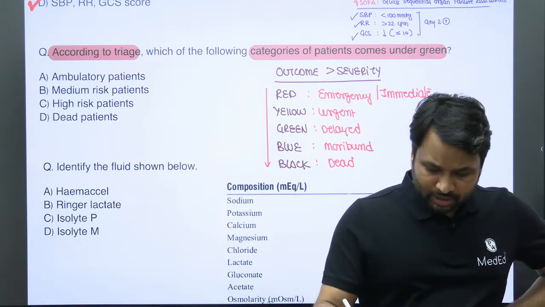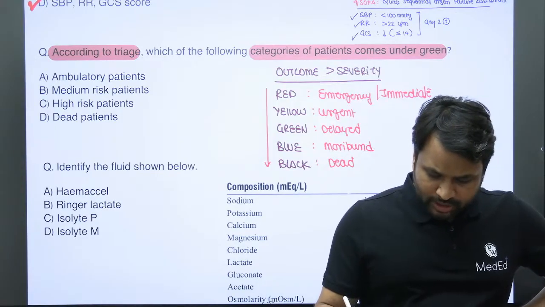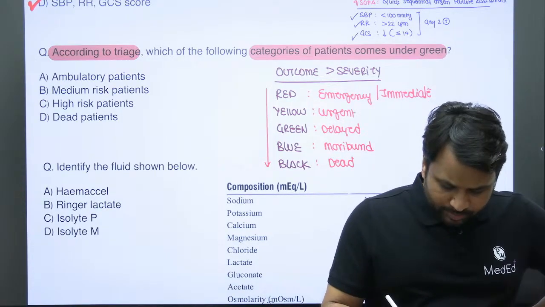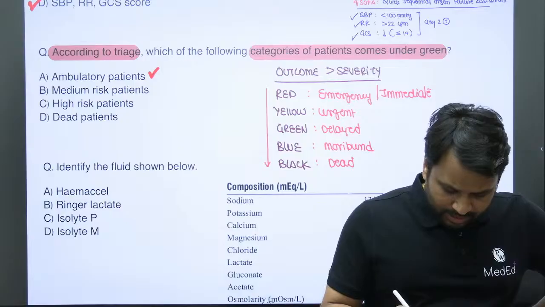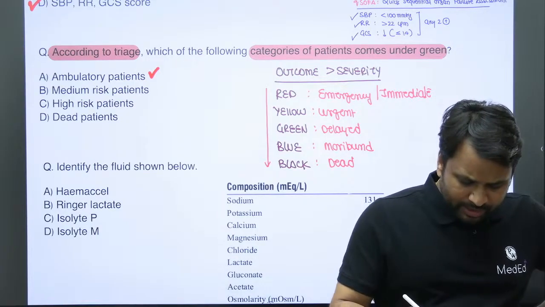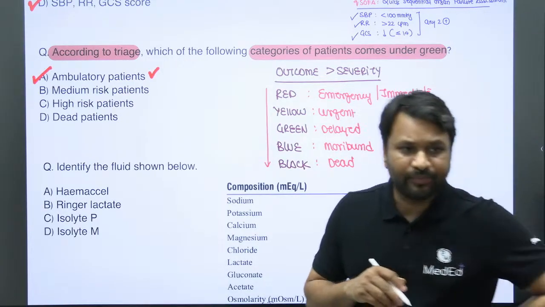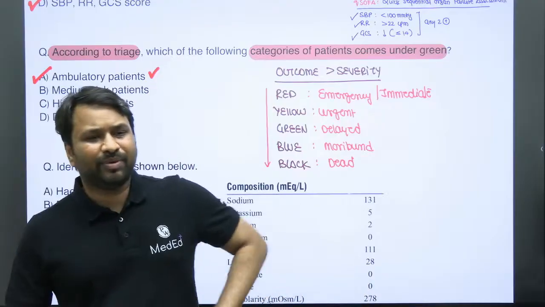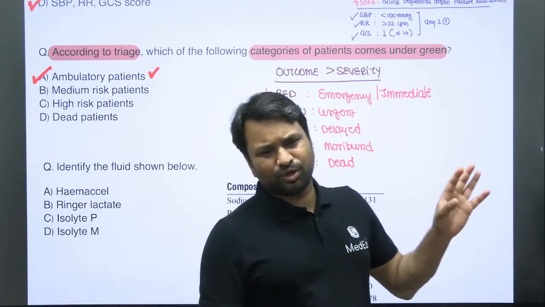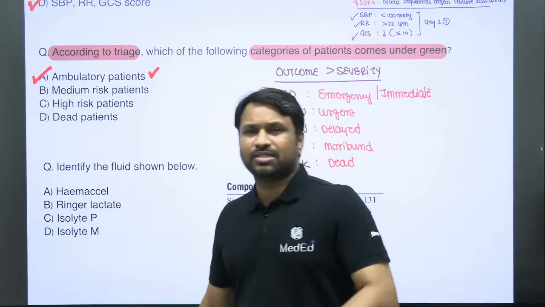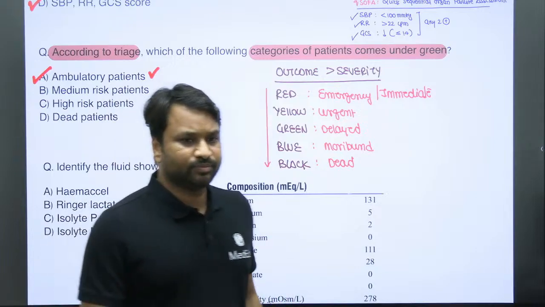Okay. On that context, we can say according to triage, the ambulatory patients come under green. Medium risk, high risk, dead patient, no. All ambulatory patients will be considered as green. Okay. All ambulatory patients, no medium risk, no high risk. These patients, no. You can go sip a coffee and come back. They'll still stay alive. Don't worry about it. Okay. Clear?